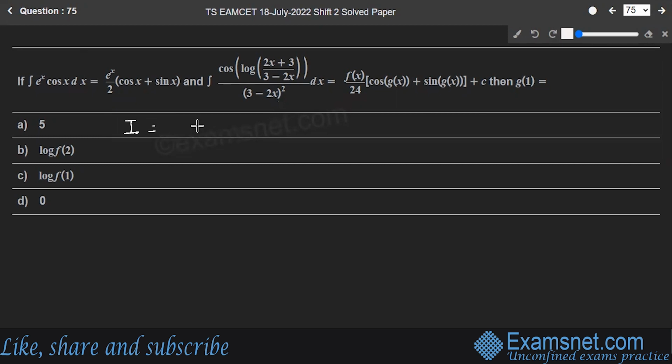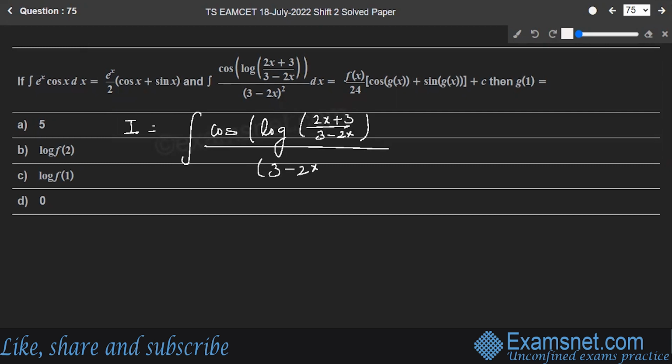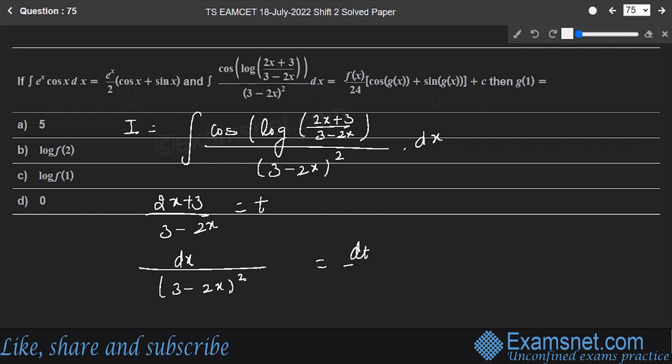I'll say let I is equal to the integral of cos of log of (2x plus 3) upon (3 minus 2x), upon (3 minus 2x) whole square, dx. Now let's put (2x plus 3) upon (3 minus 2x) equal to some t. Let's find out the derivative. You will say dx upon (3 minus 2x) whole square is equal to dt upon 12. I hope you remember the formula.